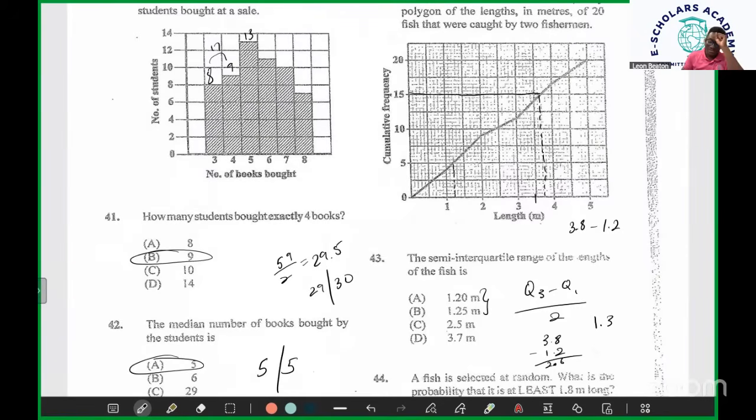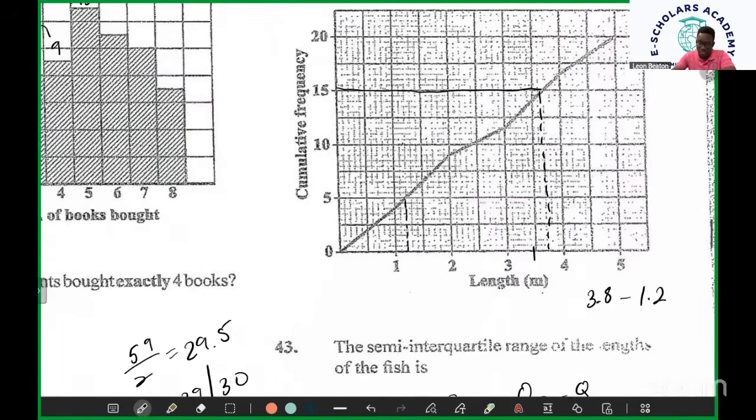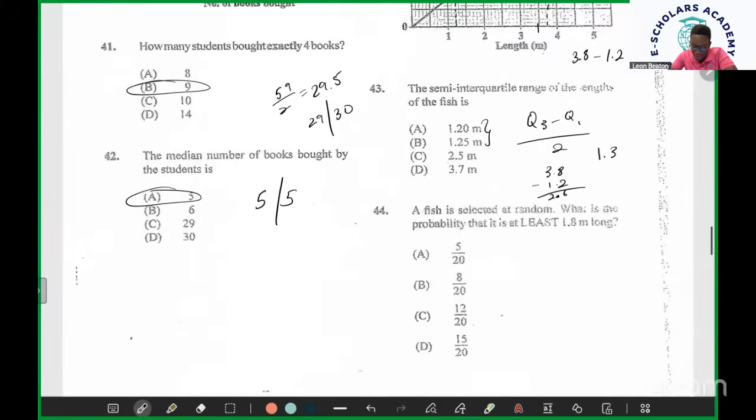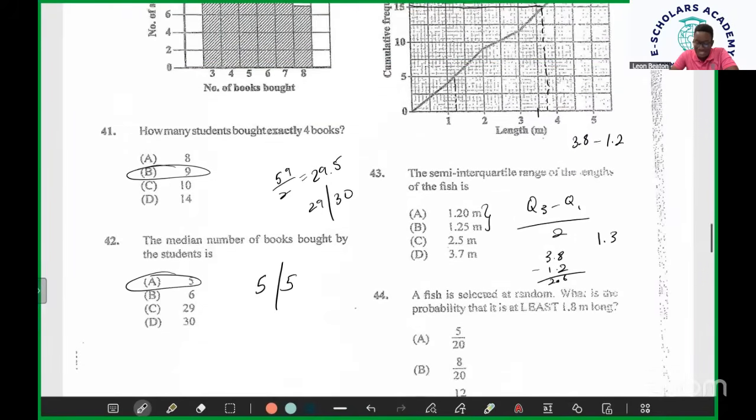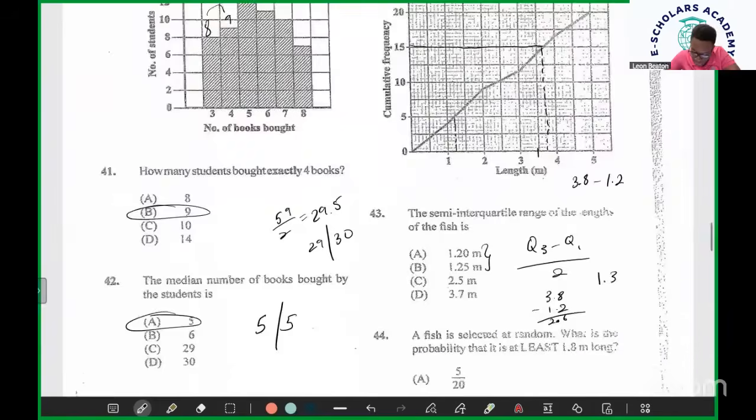But it'll be clear, right? Remember this thing was scanned, so I can't really see the separation. Anyway, a fish is selected at random. What's the probability that the fish is at least 1.8 meters long? At least 1.8. So at least means 1.8 and more, right? At least. So let me see. 1.8.